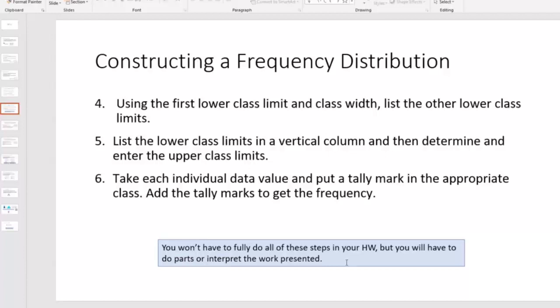So maybe they show you the lower class limits and they ask you what the upper class limits will be. Or maybe they give you the first lower class limit and they ask you what the other class limits will be with the width. So you do have to do parts of it. You're just not going to have to do all of it at once.